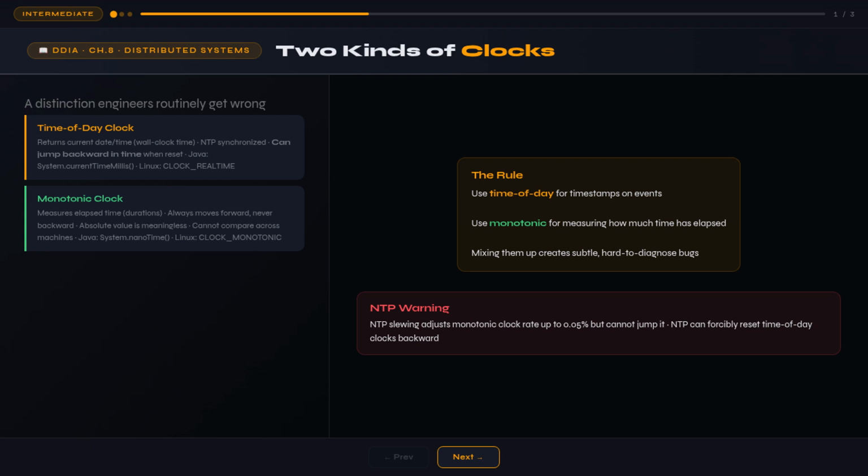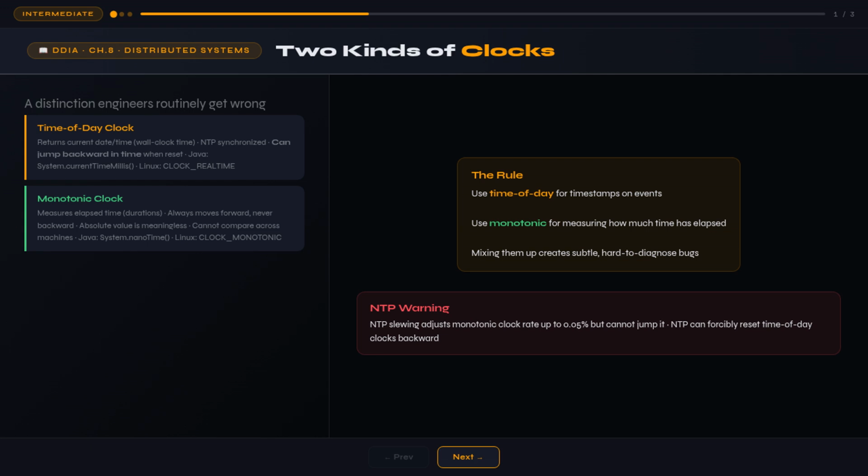That sounds good, but here is the dangerous property. If the local clock is too far ahead of the NTP server, it may be forcibly reset and jump backward in time. Backwards. Your timestamps can go back in time. This makes time-of-day clocks unsuitable for measuring elapsed time.